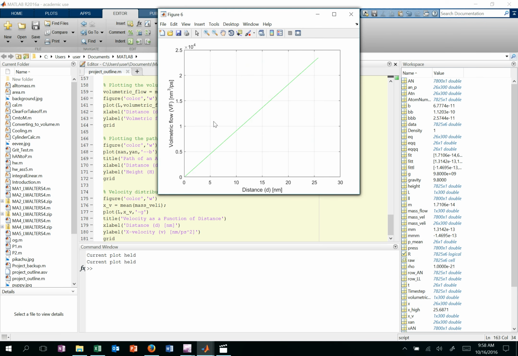And then for this one we have volumetric flow, in nanometers cubed per picosecond. And this mirrors the velocity, so it's entering the filtration system, so it's going to start off at 0, and then as it flows through the tube, it's going to increase at a constant rate. And we see the same thing with mass flow.